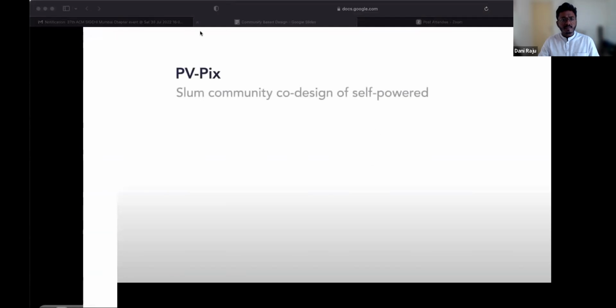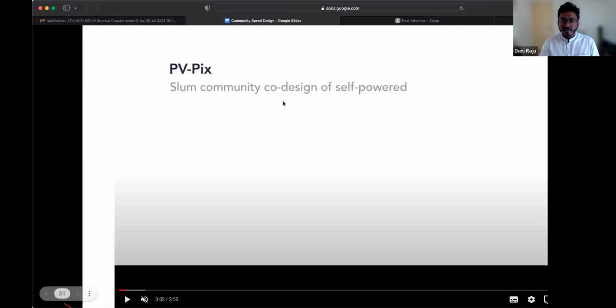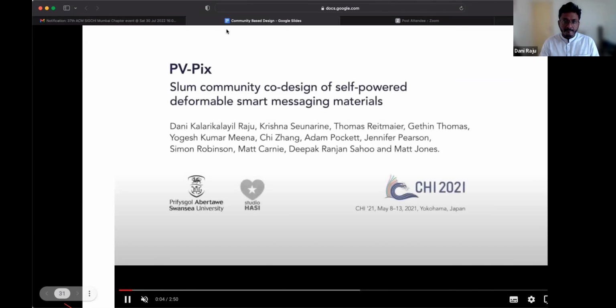PVPix is basically inspired by advances in material science that have opened up a lot of interesting possibilities to think about computational materials, materials that can harvest sufficient energy from the environment to carry out computational functions, such as storing and communicating information, sensing and actuating. So I'll just play a video for us to see what this project is all about.